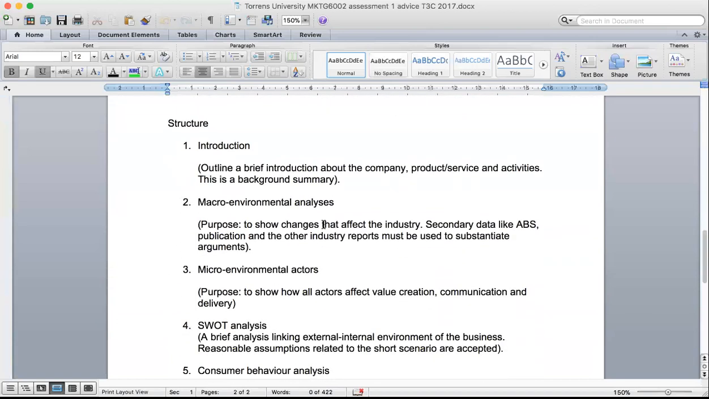Okay, all right. Now let's look at the structure of the assessment. The first one is introduction. This is how I recommend you to structure your assessment. Feel free to have a different type of structure, but this is highly recommended. The reason is that you'll find your assessments 1 and 2 are related and they lead to the development of a marketing plan.